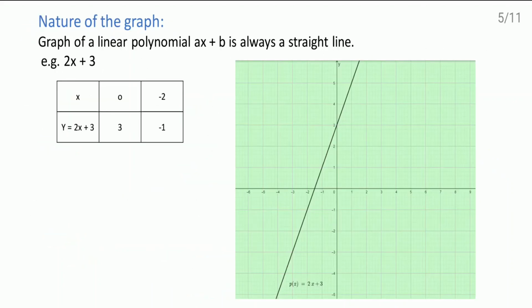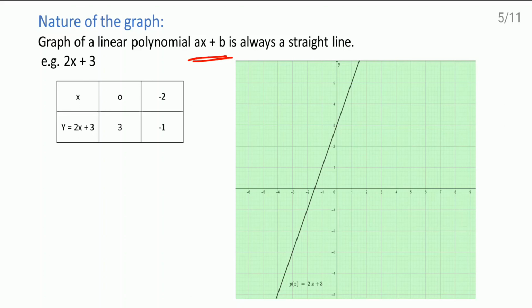Nature of the graph. The graph of a linear polynomial ax plus b is always a straight line. So this is the format of the linear polynomial. Right? So whenever the linear polynomial is there, the graph will be a straight line. Maybe this way, maybe this way, anyway. Right? Now see, I have written one example here, 2x plus 3.